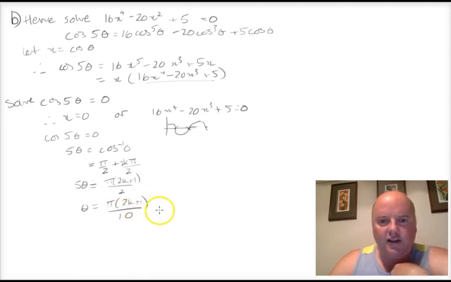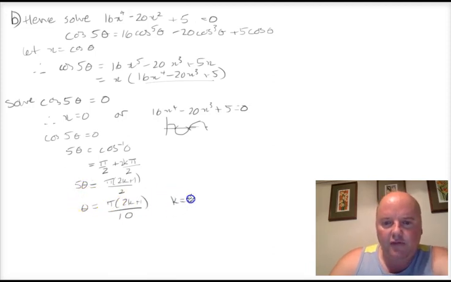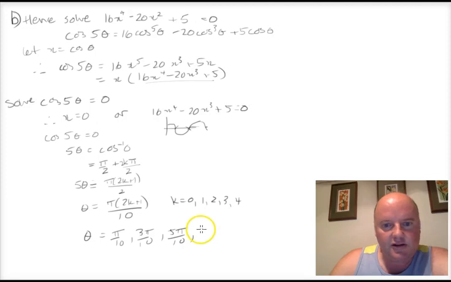Now if you take values of k, 0, 1, 2, 3 and 4, you get these values of theta. So when it's 0 you get pi on 10, when it's 1 you get 3 pi on 10, when it's 2 you get 5 pi on 10, when it's 3 you get 7 pi on 10, and when it's 4 you get 9 pi on 10. Remember these are values of theta.